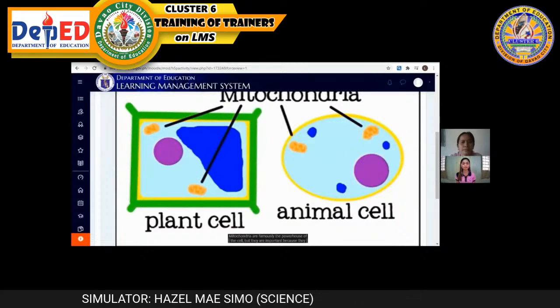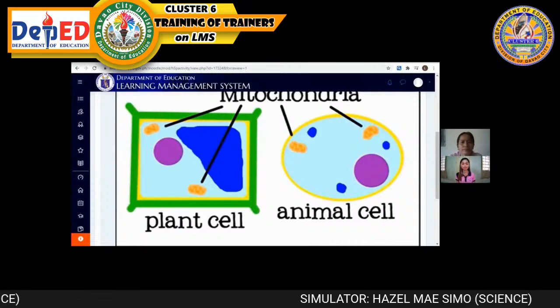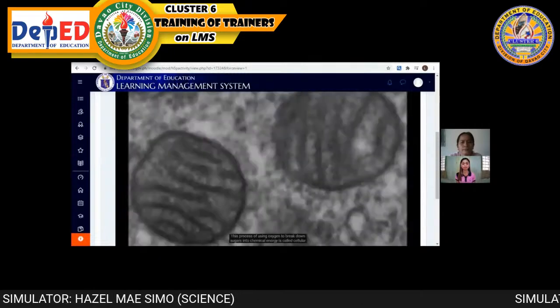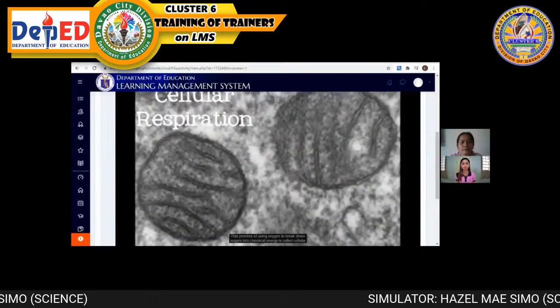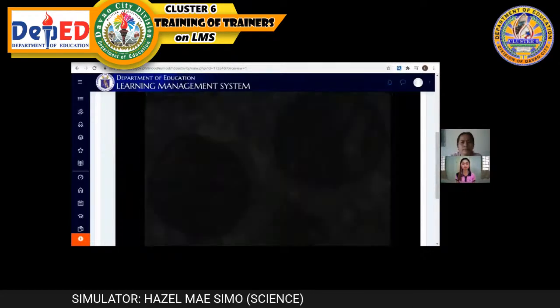Mitochondria are famously the powerhouse of the cell, but they are important because they take food and turn it into energy that the rest of the cell can use. This process of using oxygen to break down sugars into chemical energy is called cellular respiration.